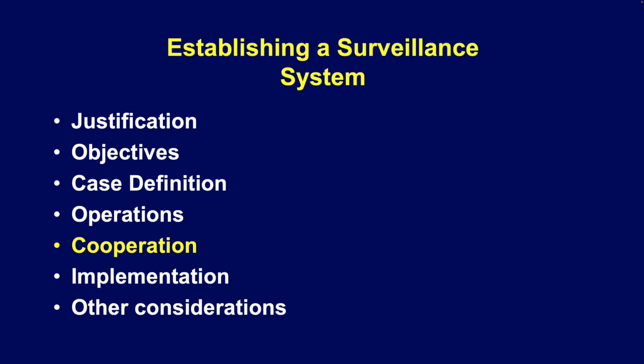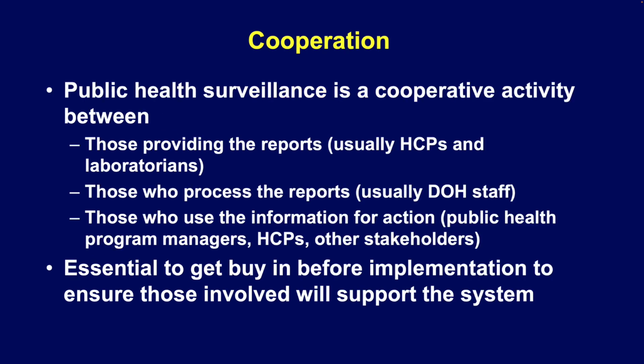Cooperation is another key consideration when establishing a surveillance system. Surveillance really isn't something that a health department does on its own. It's a cooperative activity. You usually need healthcare providers and laboratorians to engage with you in the process. They're the ones that ultimately provide case reports and laboratory test results. The health department staff will process and aggregate those reports and translate them into actionable epidemiologic information. But you need to cooperate closely with the people who are reporting, as well as others who use the information, such as public health program managers and policy makers and other stakeholders. You need their cooperation too.